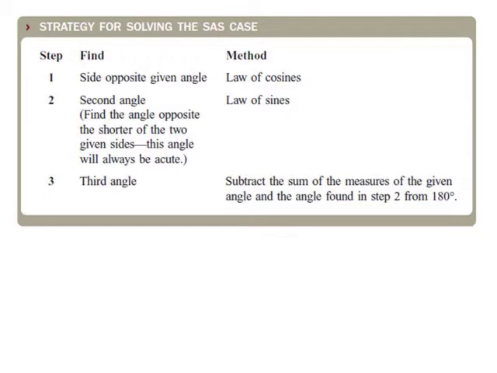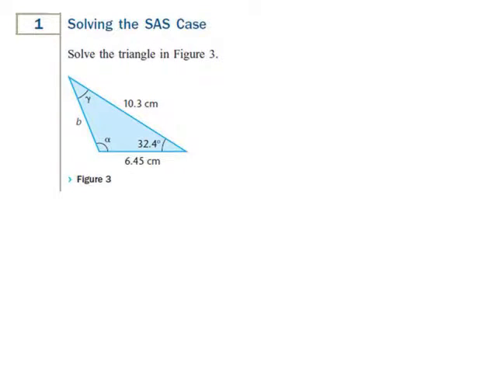The first thing you do is you want to find the side opposite the given angle, and then the second, you want to find the angle opposite the shorter of the two given sides. And then the third one you can do easily. So let's go through and do one. So here's our equation, and if you remember, it said find the side opposite the given angle. So we're going to try to find B. So remember that B squared is equal to A squared plus C squared minus 2AC cosine of beta.